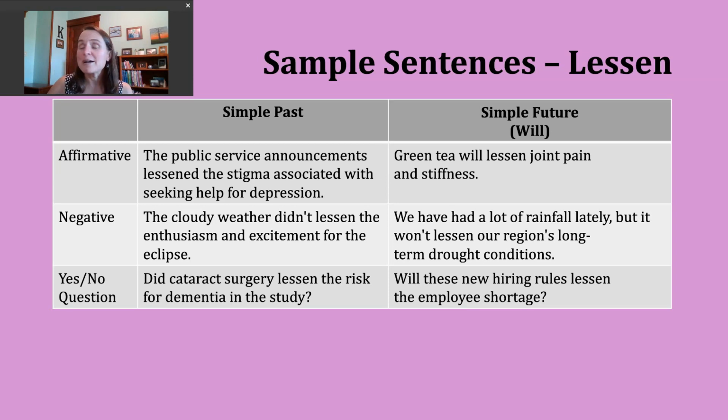Now, the nice thing about making sentences in the simple future with will is, again, our pattern stays the same no matter what our subject is. So in the affirmative, we're going to have our subject, we're going to use will, and then the base verb. You can see that in the example. Green tea will lessen joint pain and stiffness.